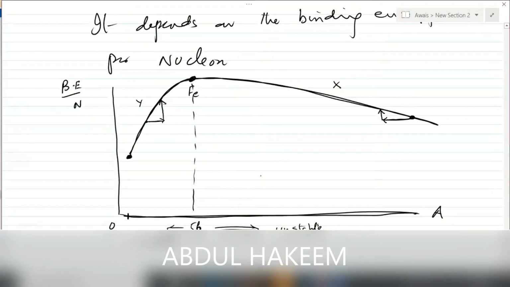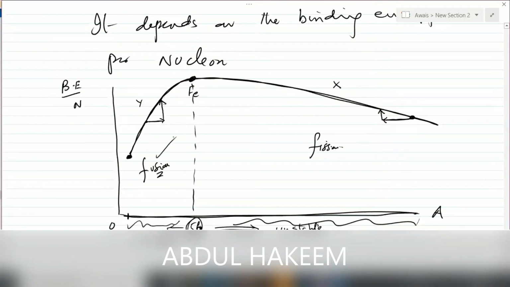So if the element loses mass and gains stability, then the process is called fission. And if the mass is gained by the element for the stability, then it is fusion. So elements with mass greater than 56 over here will have the fission process, and elements with mass less than 56 will have the fusion process.